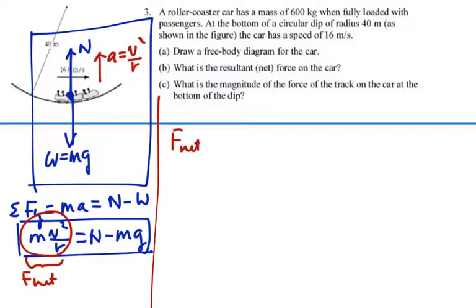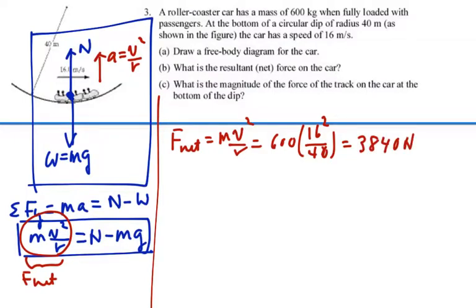So our net force is equal to mass times v squared over r, which would be 600 times 16 meters per second squared over 40 meters. And what is that? 3,840 newtons. So that is our answer to part B.